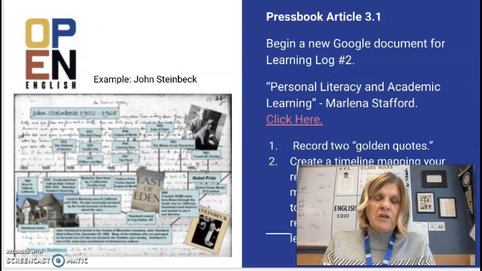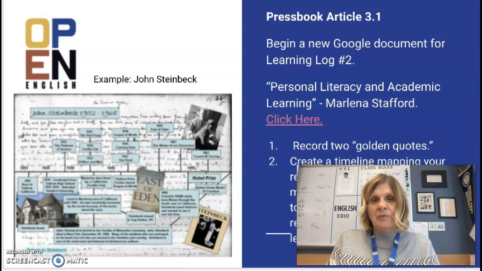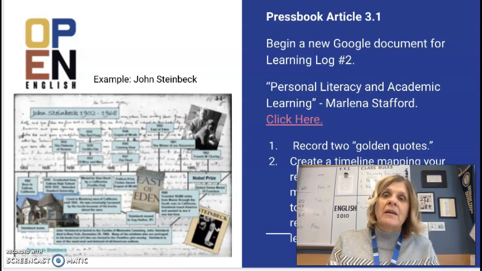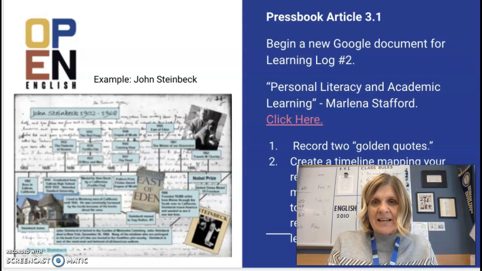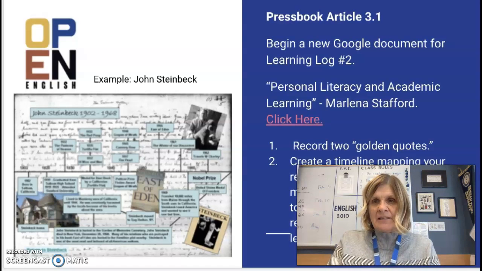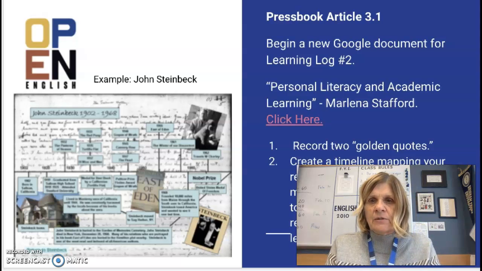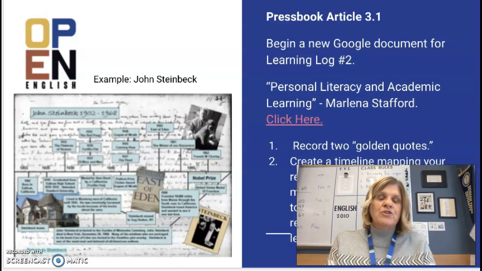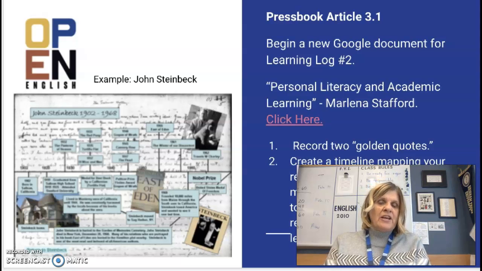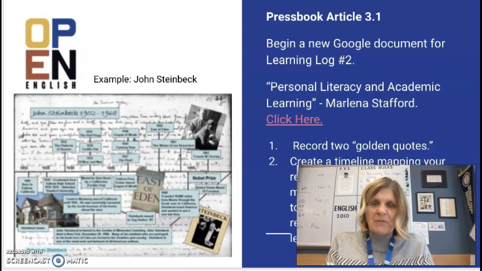So for your first entry in learning log number 2, we're using an article that deals with storytelling. It's entitled Personal Literacy and Academic Learning by Marlena Stafford. You'll find that article in section 3 of Pressbook, and it's the first one. When you read the article, she's going to say several interesting things in the introduction, and so those are where I'd like you to copy your 2 quotes.